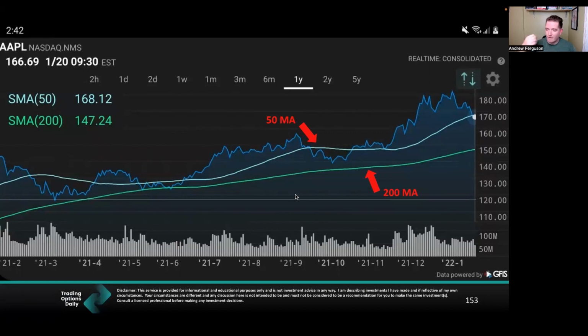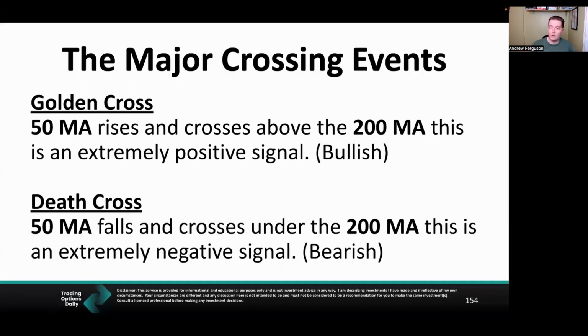They're just showing you the average price for the past 50 days. And every day that moves forward in time, it chops off the 50th previous day, adds a new day to the total, and then recalculates. Same thing for the 200, but there's 200 days of data. That's it. And how we use these is that we look for something called a golden cross. In a golden cross, the 50-day moving average crosses above the 200-day, and that is an extremely positive signal.